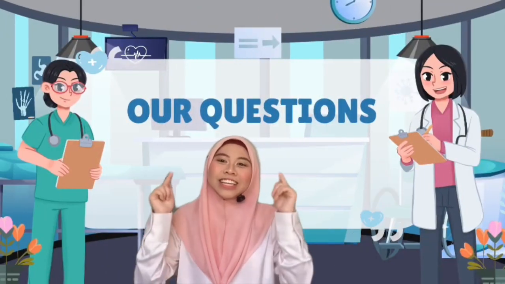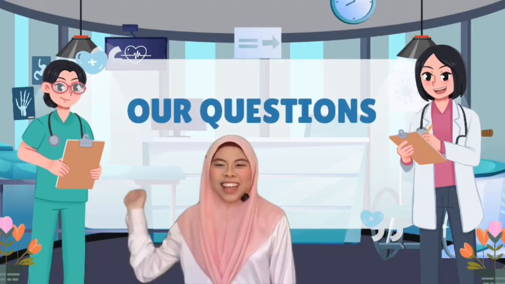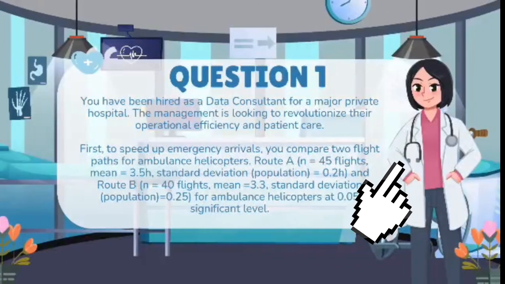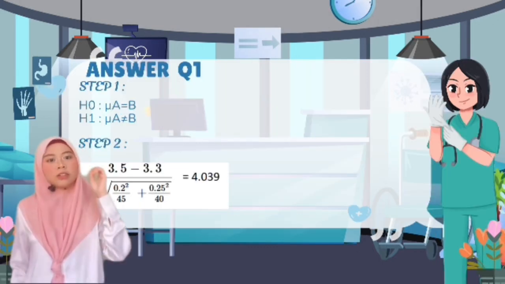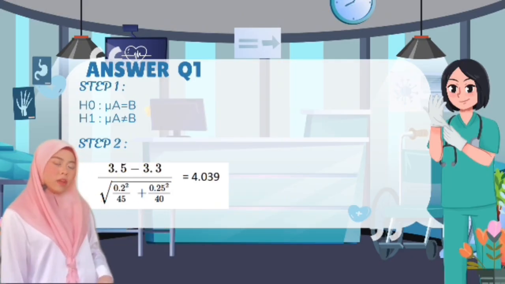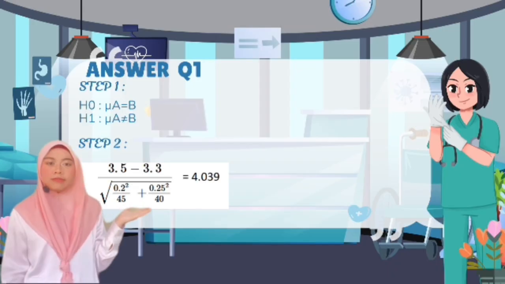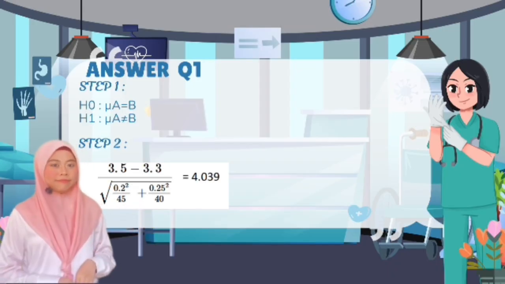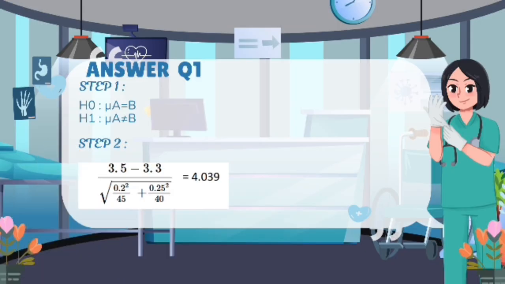Hello everyone, in this video, we will discuss our questions. Let's get started! Step 1. Defining our hypothesis. Our null hypothesis assumes that both groups are the same, while our alternative hypothesis claims that they are different. Since we are looking for any difference, we use a two-tailed test.